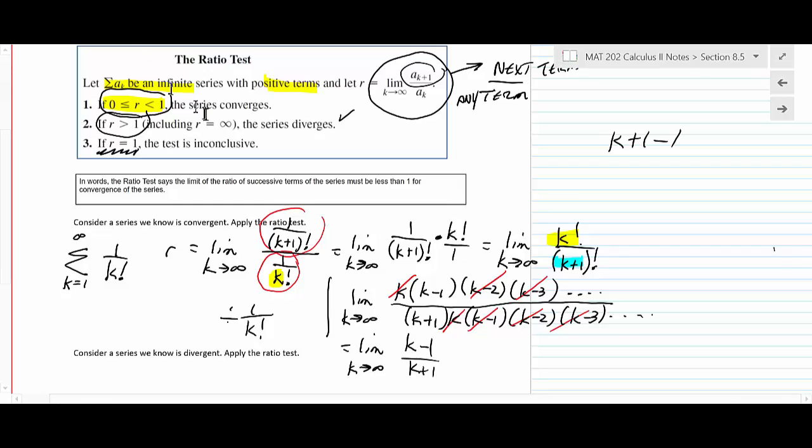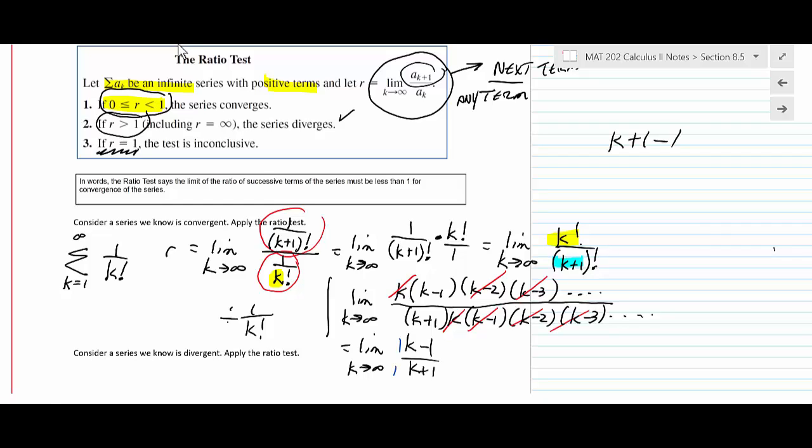Okay, do you guys know what the value of that limit is, just like that? 1. How come? You can think of a couple of things. You could do L'Hopital's rule if you wanted to, okay? Or you could just say the degree of the top and bottom are the same, right? So basically, it's like a horizontal asymptote at 1 over 1, okay?